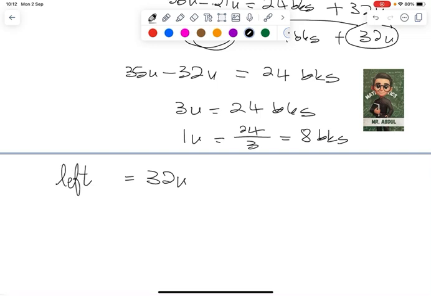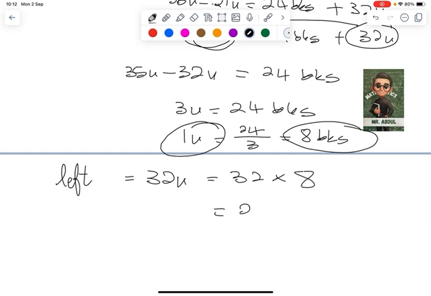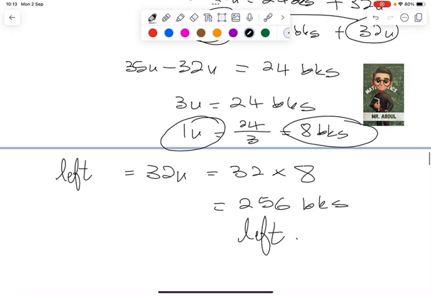So 32 times 8, because 1 unit is 8, right? 32 times 8 gives you 256 books left. Done deal. Okay, simple, right? Quite straightforward. Now the next portion is much more interesting, right?